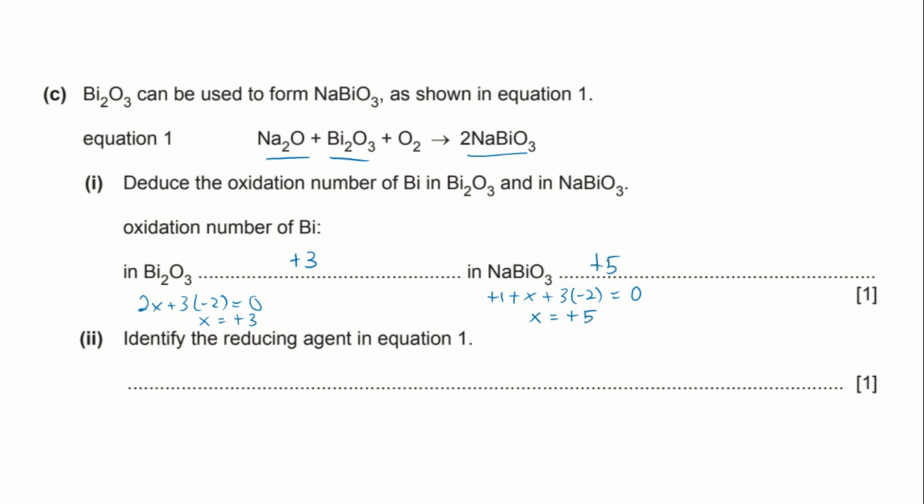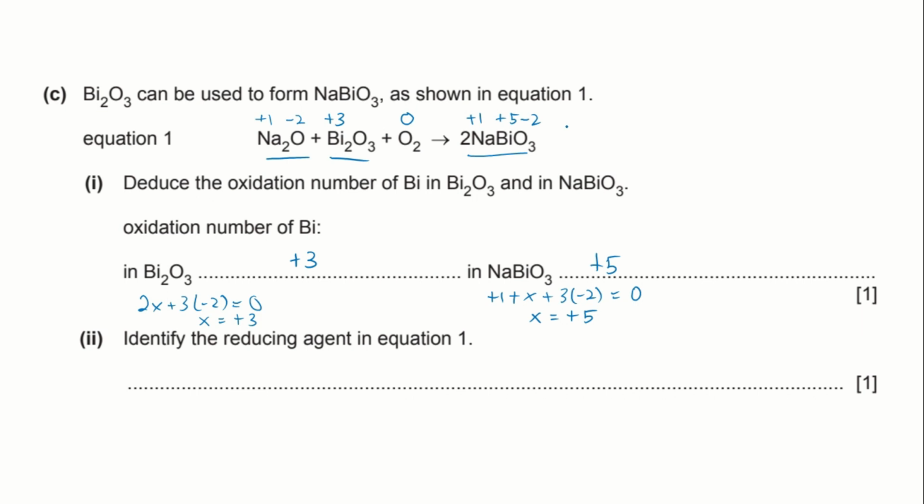Part 2, we are supposed to identify the reducing agent in equation 1. So we have found the oxidation number of bismuth as plus 3 here in bismuth oxide and in the product plus 5. Let's find the oxidation number of other atoms also in the equation. Sodium is still plus 1 here, oxygen negative 2. Oxidation number of any atom in an element will be 0. So here oxygen is negative 2, sodium is still plus 1.